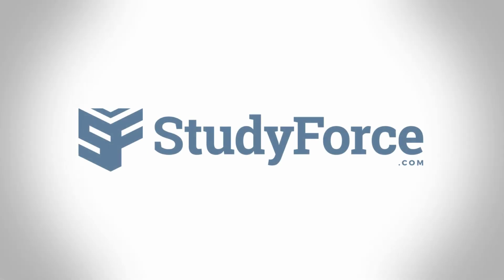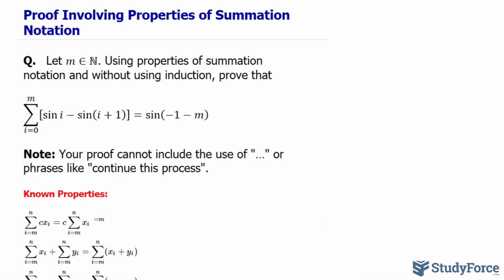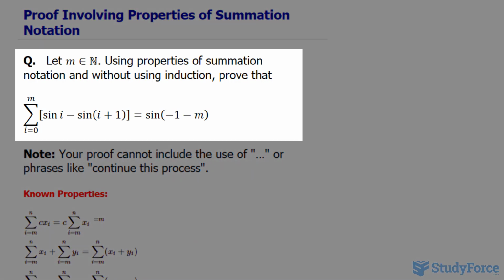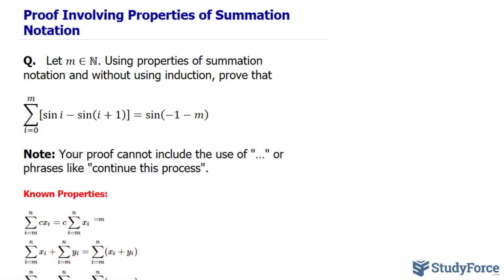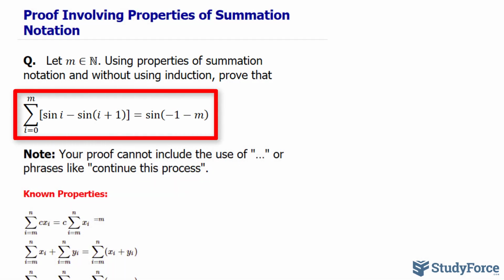In this video, I'll show you how to prove a statement using properties of summation notation only. The question asks, let m be an element of natural numbers. Using properties of summation notation and without using induction, prove that the expression on the left side is equal to the expression on the right side.